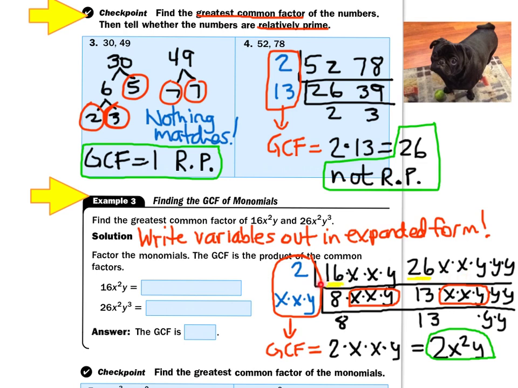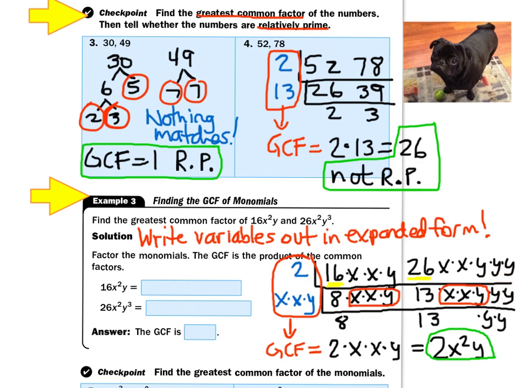Okay, start with the numbers, the coefficients. Look at the 16 and the 26. I knew 2 went into both, so I divided. 16 divided by 2 left me with 8, and I brought down all the variables. 26 divided by 2 gave me 13, and I brought down all the variables.